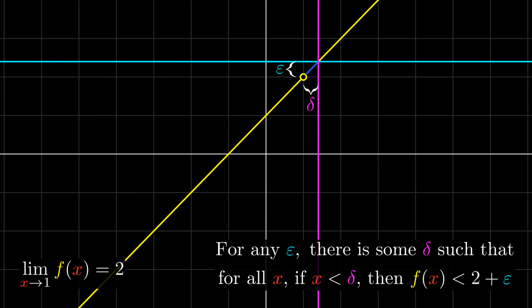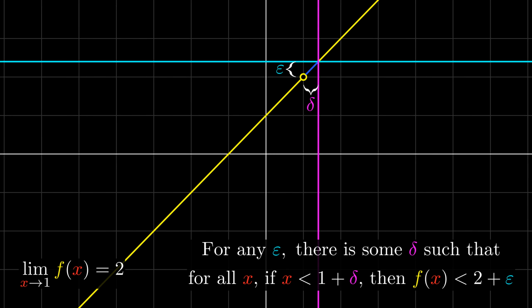Let's shift the function to the right and see what changes. Now the maximum x value is 1 plus delta rather than just delta. Thus, our definition changes to say that x will be less than 1 plus delta rather than just delta. This is where the point of approach comes in. We didn't see it earlier because it was just adding 0, which does nothing.